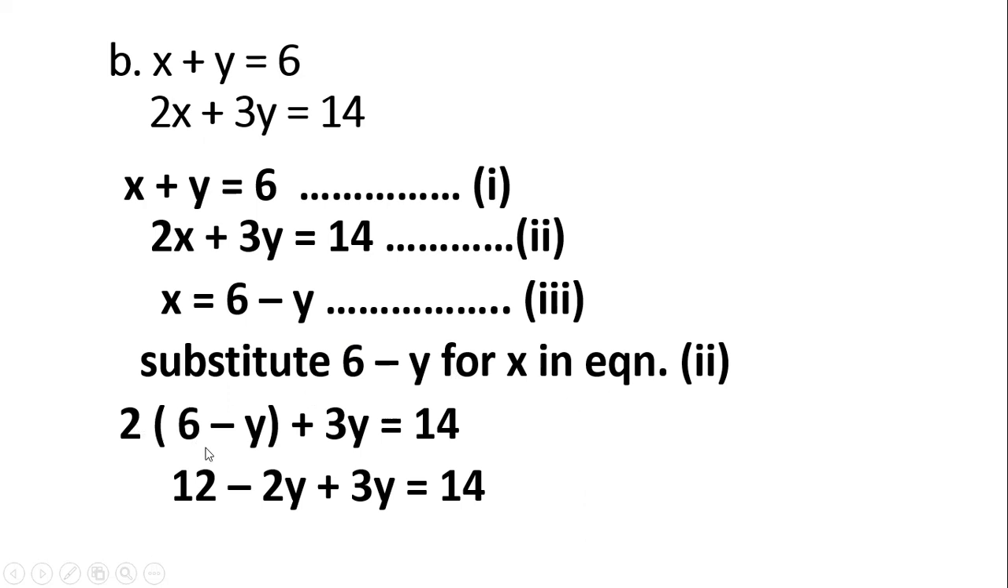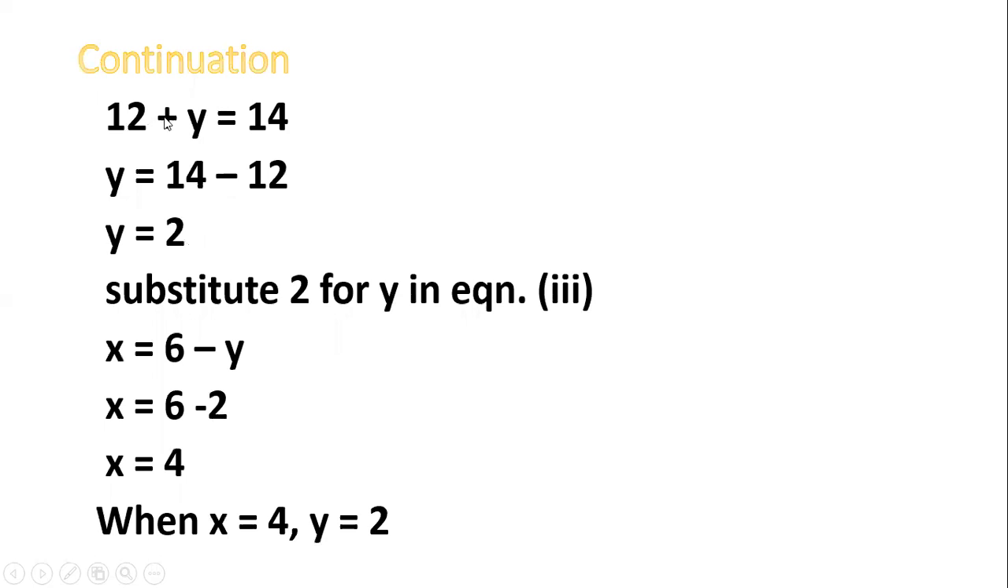That will give us 2 into bracket 6 minus y, close bracket, plus 3y. Opening the bracket, 2 times 6, 12. 2 times minus y, minus 2y, plus 3y equals 14. Minus 2y plus 3y will be y. So I have 12 plus y equals 14. So 12 is positive here, so when it gets to the other side, it changes to negative. So y equals 14 minus 12. 14 minus 12 is 2. So y equals 2.